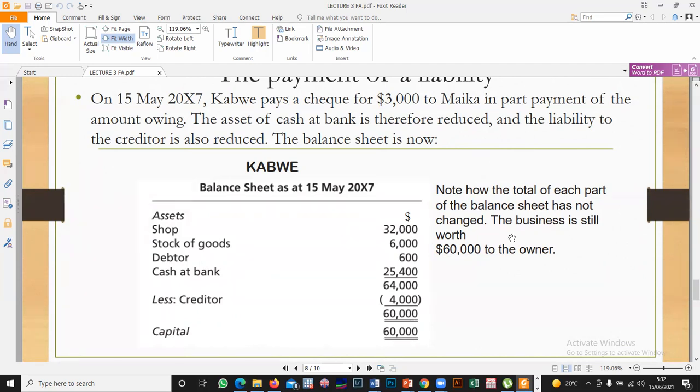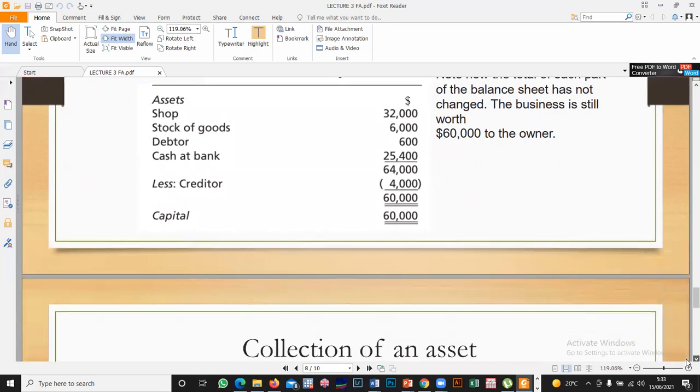Now, note how the total of each part of the balance sheet has not changed. The business is still worth $60,000 to the owner. Nothing has changed. What remains is that at this point we have cash at bank of 25,400, and the total of our business is 64,000. The creditor, that other 4,000, is not ours, but the business still has 60,000 as capital. That is a very simple understanding.